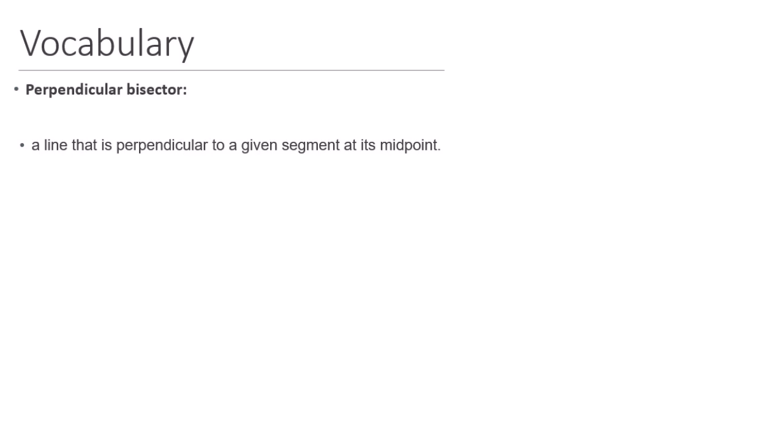All right, and so a perpendicular bisector is just like it says, right? It's a line that's perpendicular to a given segment at its midpoint. So in other words, it bisects the segment. It cuts it into two equal parts, or congruent parts, but it's also perpendicular at the same time, right?